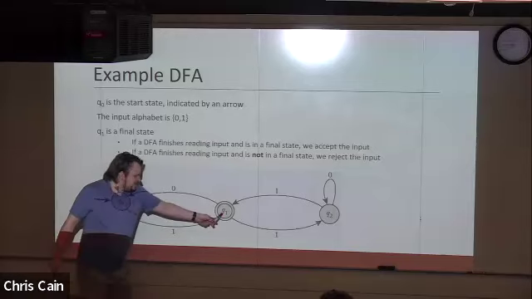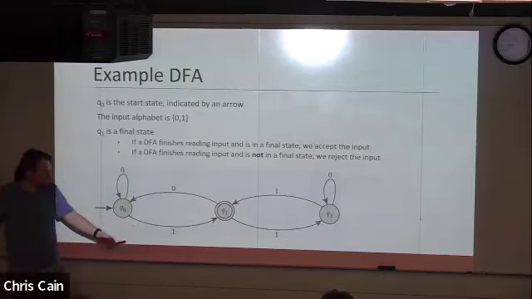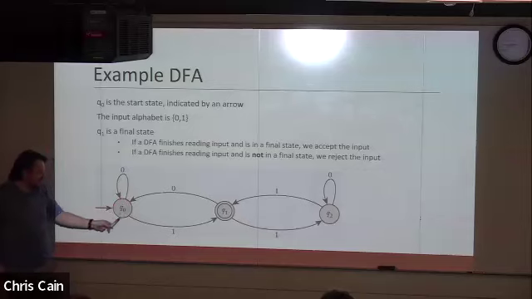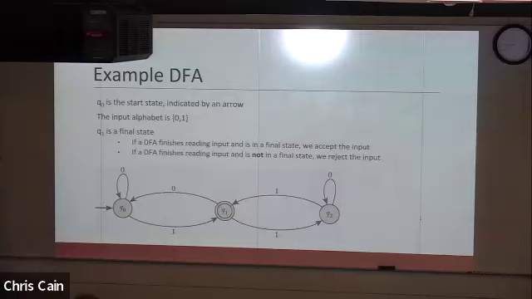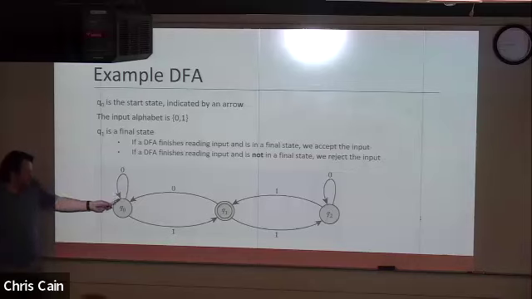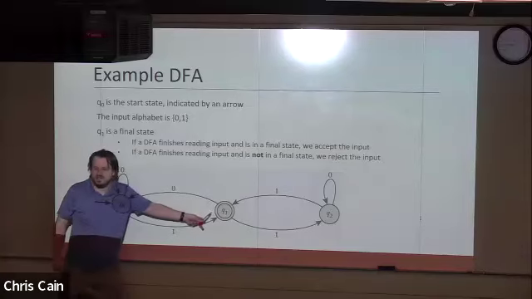We can see that this is a final state, and we can denote this with, instead of just having a single circle, there is an inner circle to this as well. If you have a double circle, then that means this is a final state. So this edge says that if we are in Q0 and we read a 0, we transition from Q0 to Q0. On the other hand, if we're in Q0 and we read a 1 in the input string, we're going to transition from Q0 to Q1.